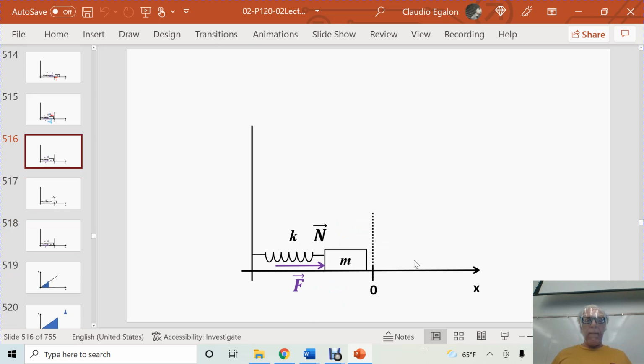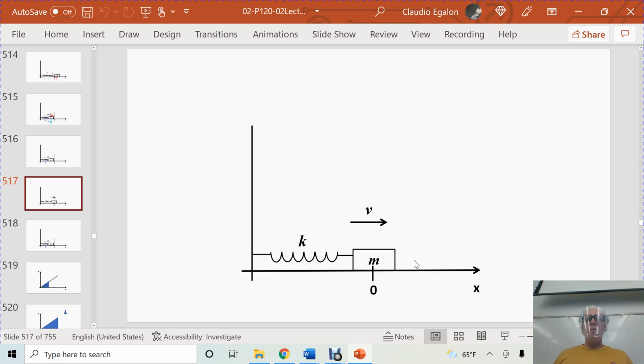Now let's play a little movie, right? I compress the spring, release the mass, and then what's going to happen? The speed of the mass is going to build up little by little. It's going to pass through the position of equilibrium with maximum speed. I'm assuming that there is no friction there.